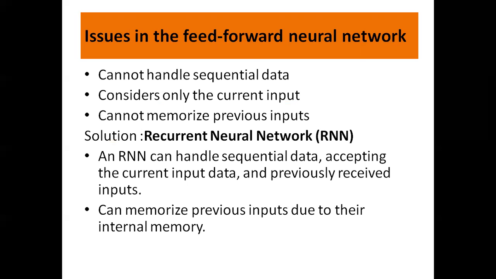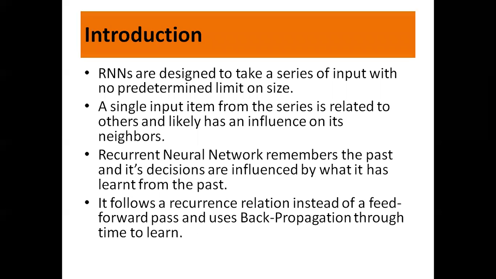So to handle sequential data, what is the solution? We go for recurrent neural networks. In short, we'll be calling it RNN. RNN can handle sequential data, accepting the current input data and previously received inputs. Remember, current input data and previously received input. It can memorize previous inputs due to its internal memory, which is not there in the case of our feed forward network. RNNs are designed to take a series of inputs with no predetermined limit on size. We can process any long sentence here, right?